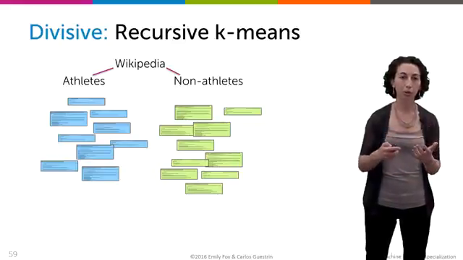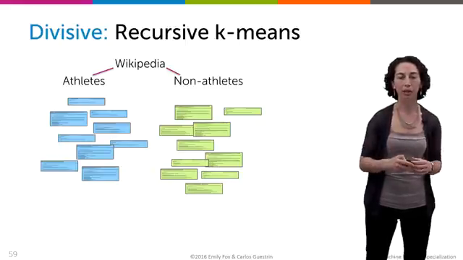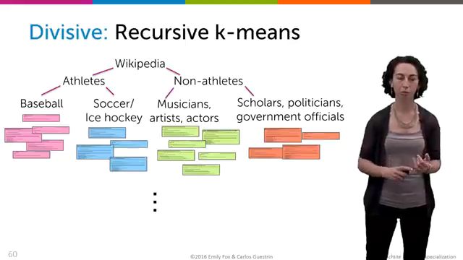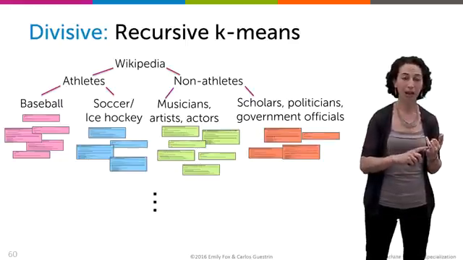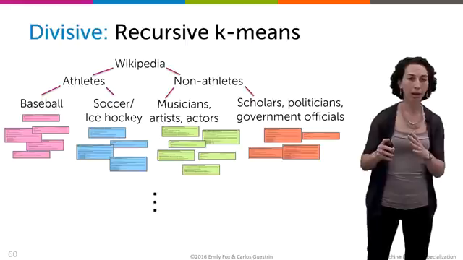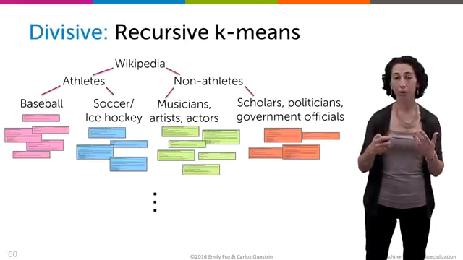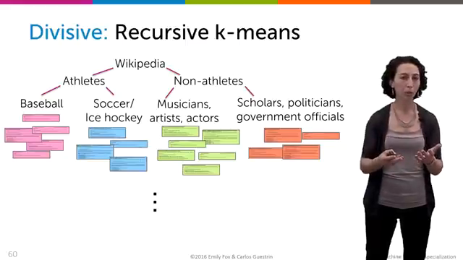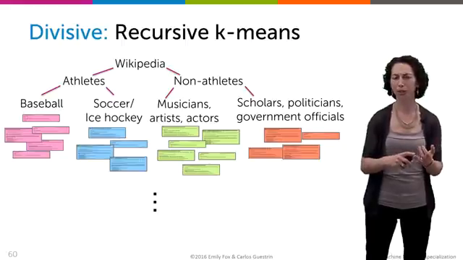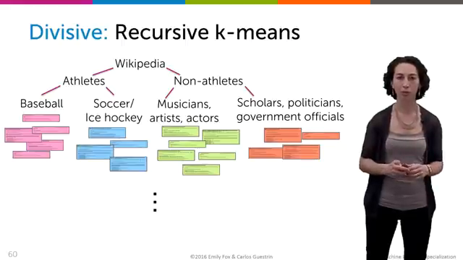Okay, well then we recurse this process where for each one of these clusters, we run k-means with k equals 2 again. And so maybe at the next level, we have the following set of clusters where there's a cluster for athletes for baseball or athletes for soccer and ice hockey. And then when we look at the non-athletes cluster, that splits into a cluster for musicians, artists, and actors, and another one for scholars, politicians, and government officials. And then we can think about recursing this process. So for example, maybe we want to further split the cluster that's about soccer players and ice hockey players to get at a granularity that better matches what we'd like to come out of our clustering procedure.